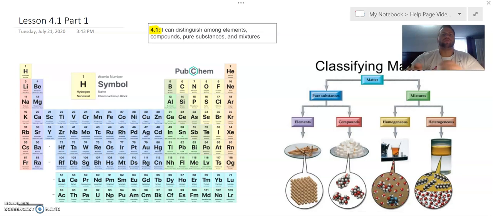So as I look at descriptor 4.1, I see lots of vocab. Okay, so here's vocabulary word number 1, elements. Here's number 2, compounds. Here's number 3, pure substances. And then here's number 4, mixtures. And what we're going to do today is we're going to define every one of these words here in just a moment.